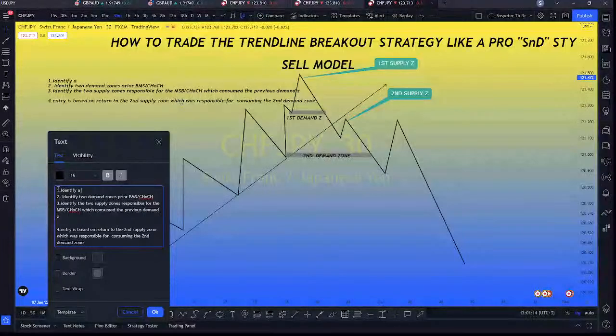Identify a trending market. You can't use this strategy on a consolidation or a sideways market. So those are the points that you note. The first one is identify the trading market that we did. This is a bullish trading market.